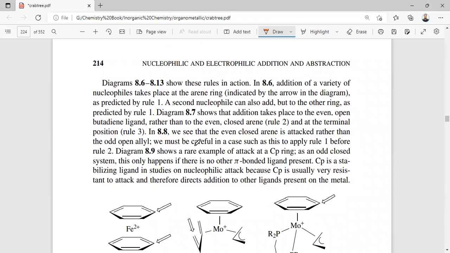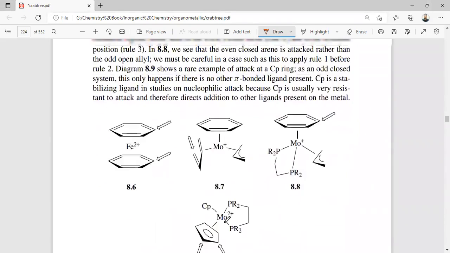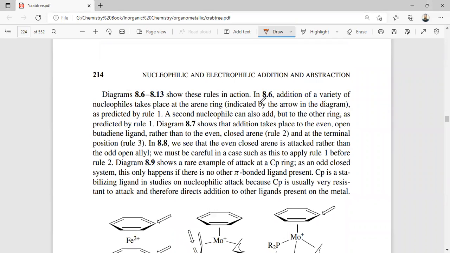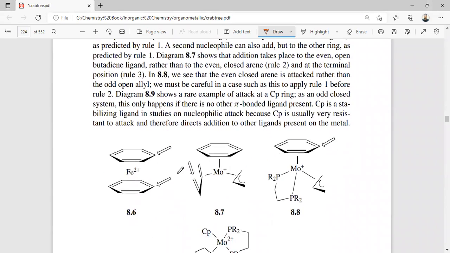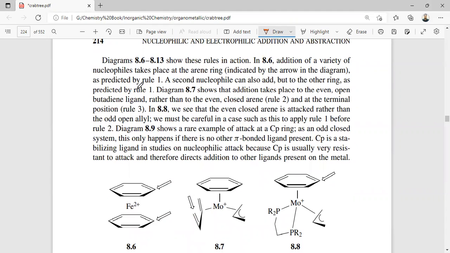In this diagram, 8.6, the rule is shown in action. For this complex, the addition of a variety of nucleophiles takes place at the arene ring, as predicted by rule one. A second nucleophile can also add to the other ring, as predicted by rule one. So this polyene is attacked. Here the two nucleophiles can attack, first at this one, then at this one.